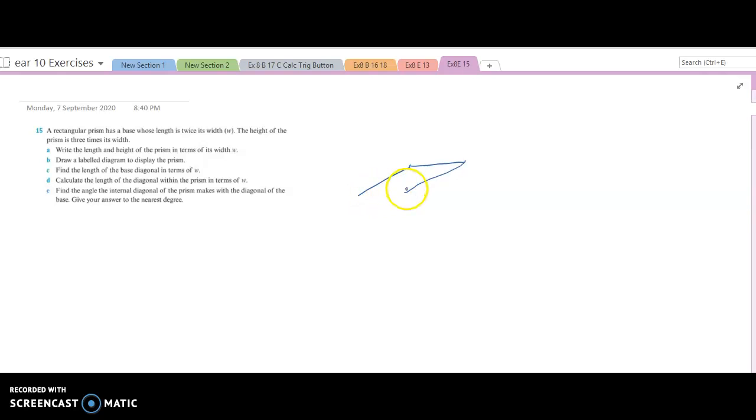So we have a base which has a length that is twice its width. Let's call that W, because as you can see, if you read ahead, they want everything in terms of W, and its length is twice that. And if I draw that same base slightly above, well, actually quite a bit above, because the height is 3W. There you go, 3W.